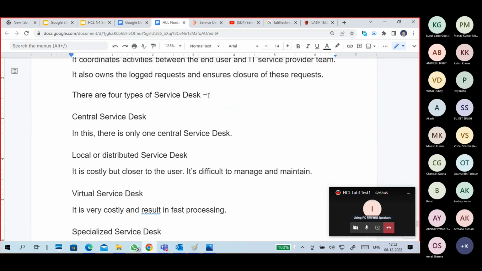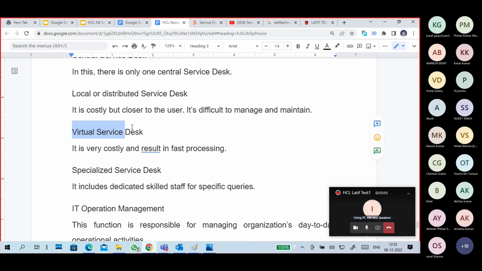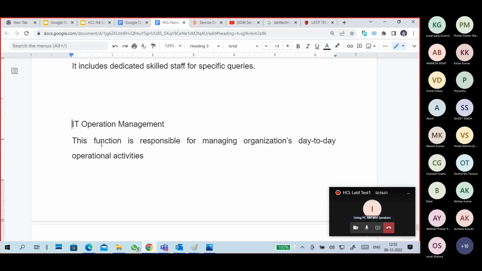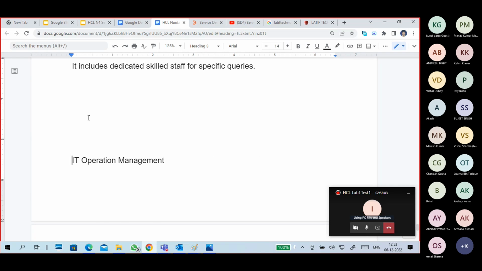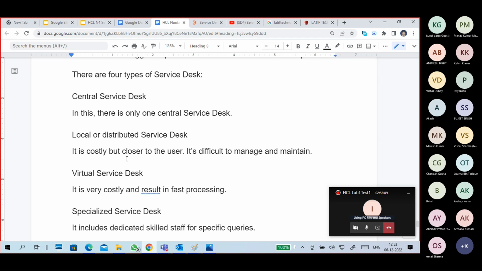There are four types of service desk: central service desk, local or distributed service desk, virtual service desk, and specialized service desk. This is separate, guys, from IT operations. That's why I'm giving it down up to here. This is the point.